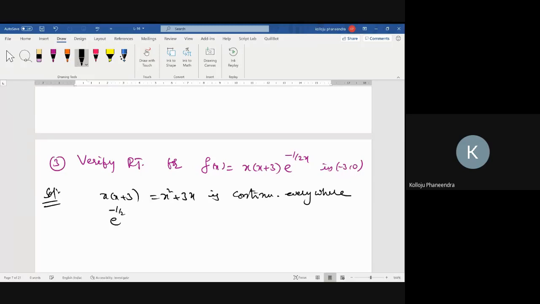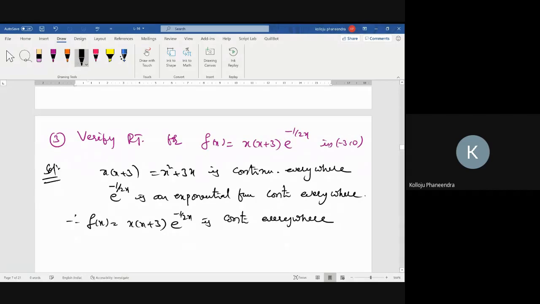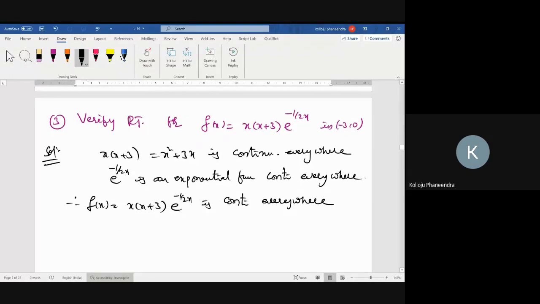And e to the power of minus 1 by 2x is an exponential function, continuous everywhere. Therefore, f of x equal to x into x plus 3 e power minus 1 by 2x is continuous everywhere, right? In the exponential function, even if you put x equal to 0, e power minus infinity, value is 0. Okay. Now, coming to differentiability.